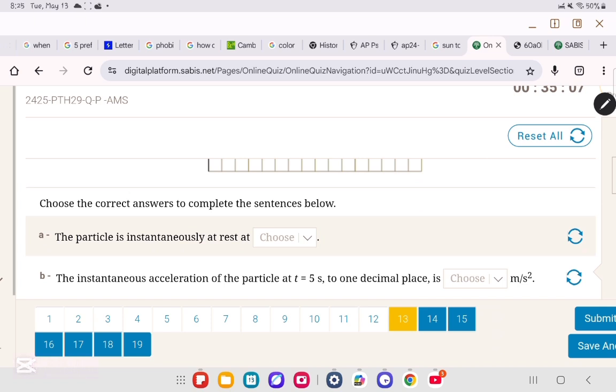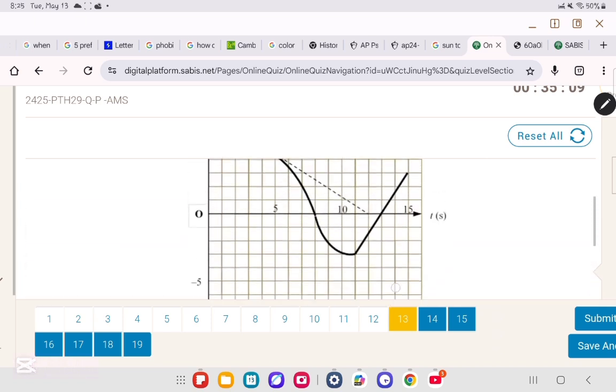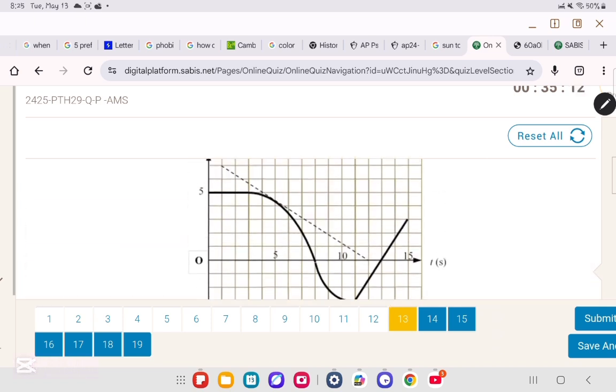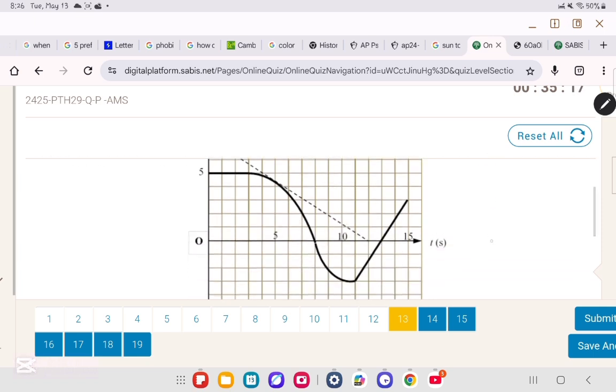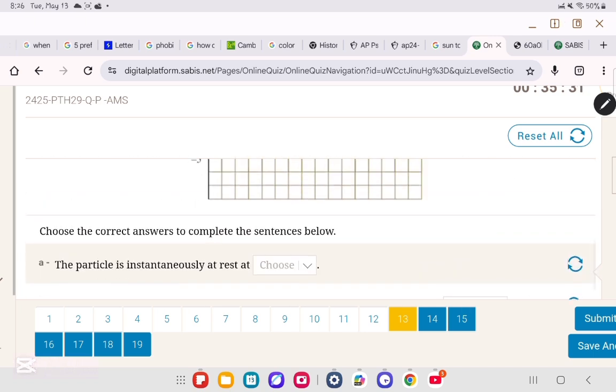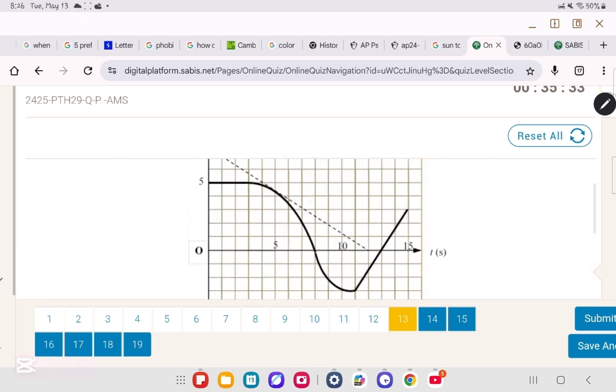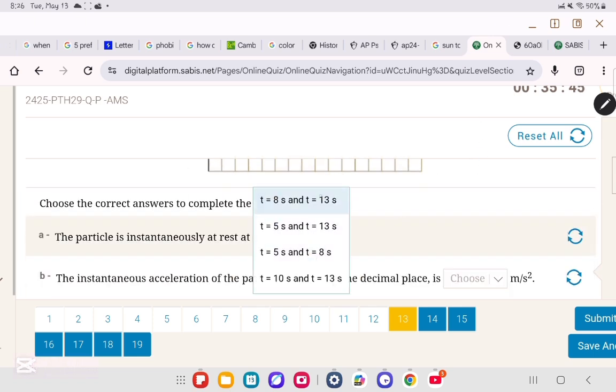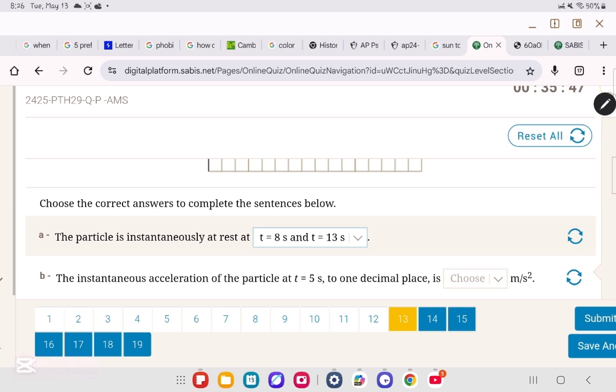Okay, they want when the particle is instantaneously at rest. When can you see that the particle is instantaneously at rest? Here we're dealing with a velocity time graph. So the particle is going to be at rest when its velocity is equal to 0. So the velocity is equal to 0 at 2 points, this point over here and this point over here. This is 8 seconds and this is 13 seconds. So at a time of 8 seconds and 13 seconds, the particle is at rest.